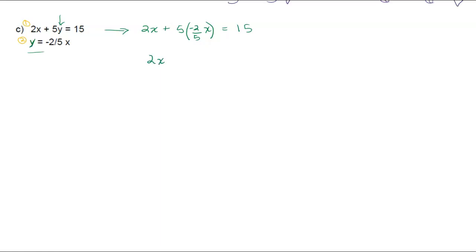So let's plug in negative 2/5 x and simplify. We'll bring down the 2x. Now you'll notice here that 5 over 5 is 1, so the 5's cancel out, and you end up with minus 2x equal to 15. So here's what's going on. We have 2x minus 2x, which simplifies to 0. So what is happening here? When your variables all cancel out after you've substituted, and you end up with a false statement, 0 is definitely not equal to 15, what you should conclude is that there are no solutions to this system of linear equations.